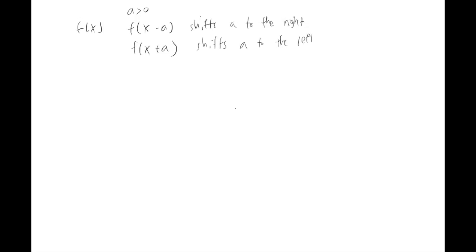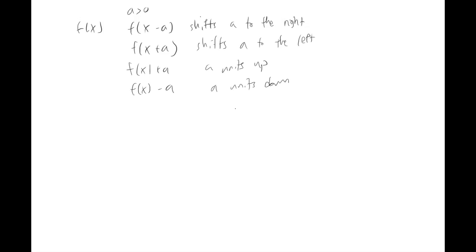So let's just recall that given f of x, and a bigger than 0, f of x minus a shifts a to the right. I'm just gonna skip the unit. When I say shift a, it means a units. So if a is 4, it's 4 units. f of x plus a shifts a to the left. And f of x plus a units up, and f of x minus a is a units down.